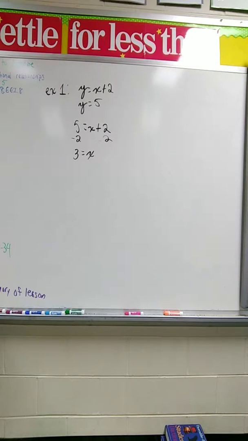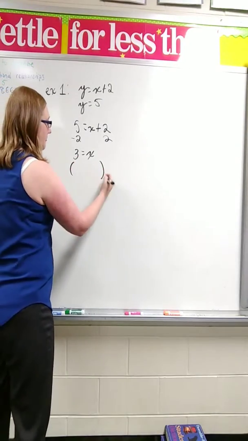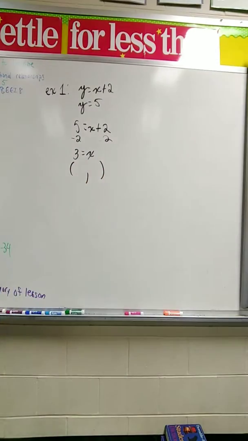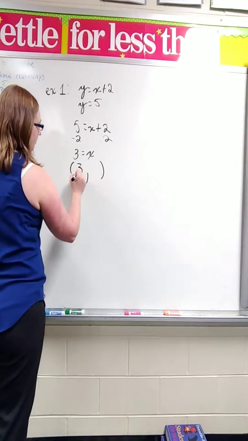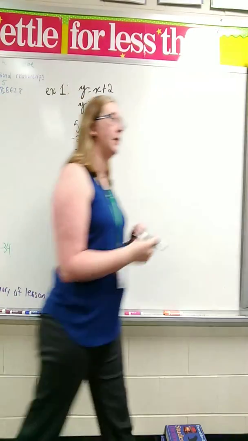How do I write my solution then? Because I still write my solution as an ordered pair. What's my x value? 3. My x value is 3. What's my y value? 5. So my solution is (3, 5).